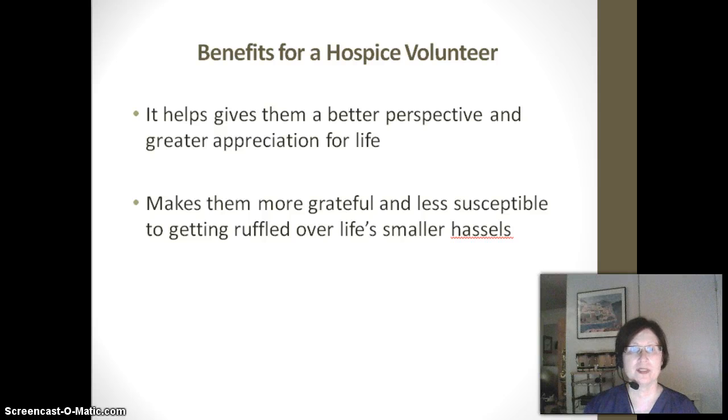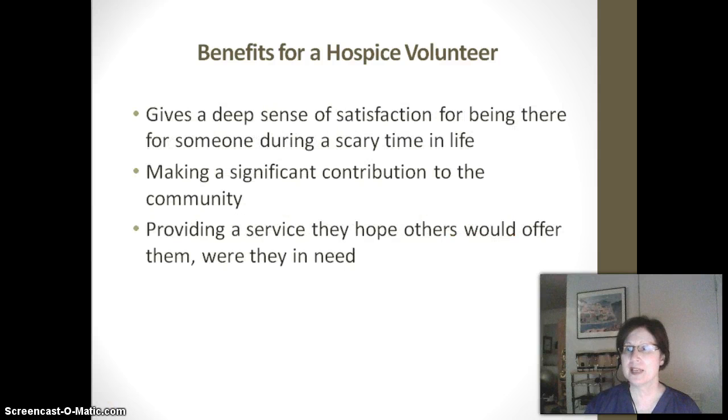The benefits of volunteering with hospice are often expressed by what some of our volunteers have previously shared. Some volunteers say that it helps give them a better perspective and a greater appreciation for life. It also makes them more grateful and less susceptible to getting ruffled over life's smaller hassles. It gives them a deep sense of satisfaction for being there for someone during a scary time in their life, and also making a significant contribution to their community, providing a service they hope others maybe would offer them when they were in need.